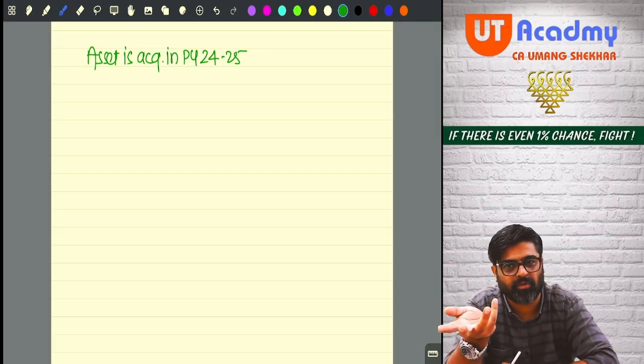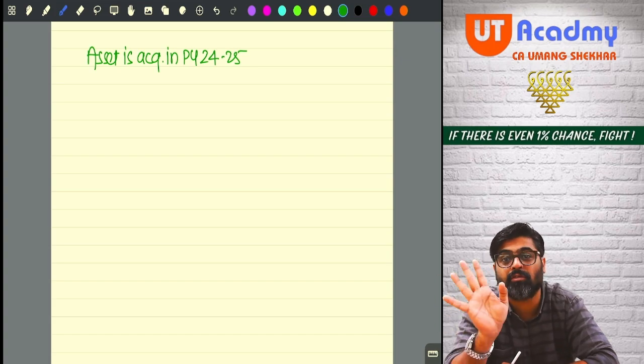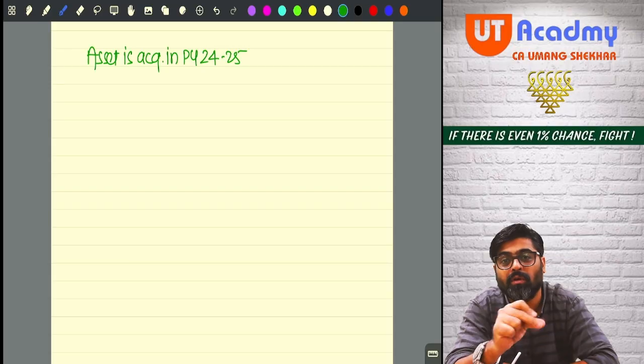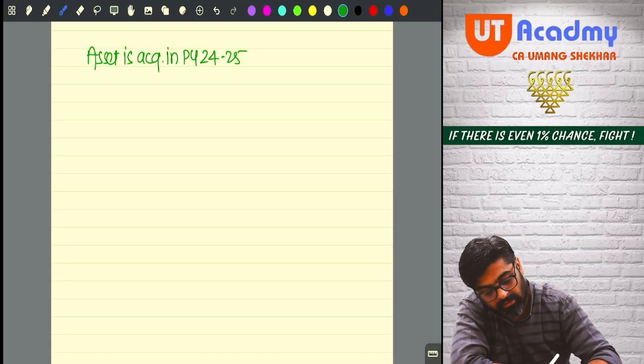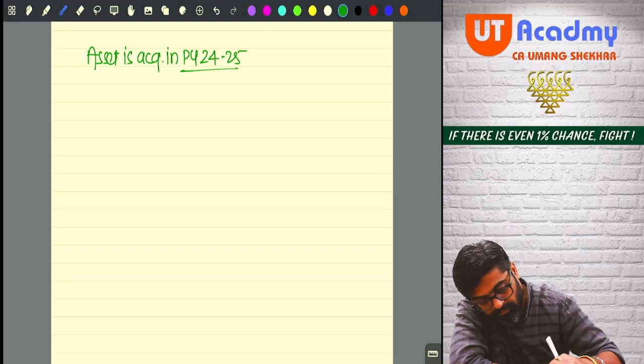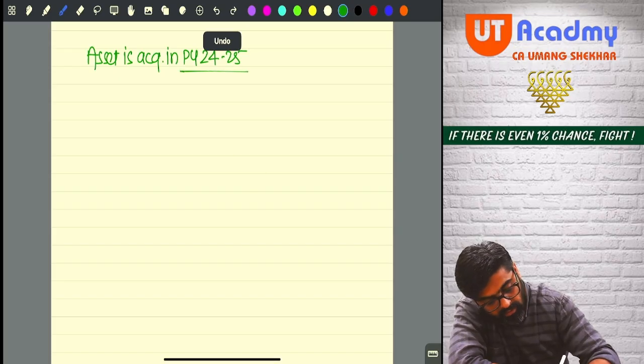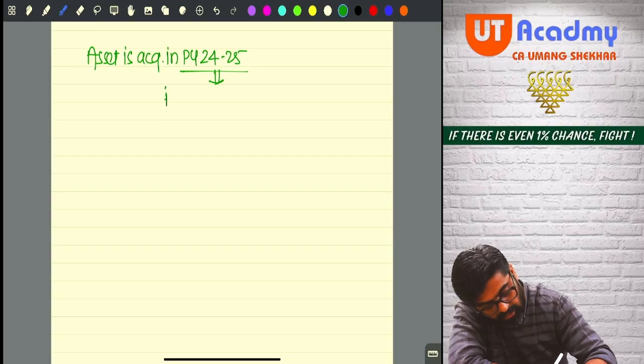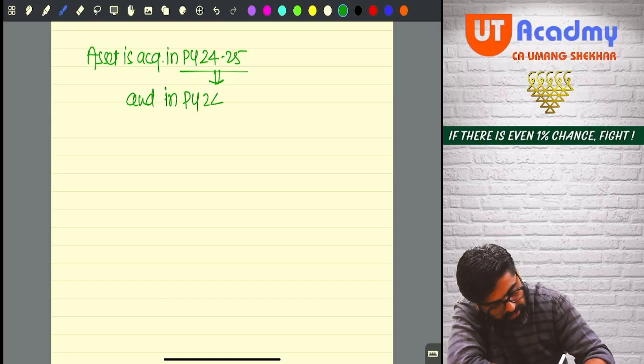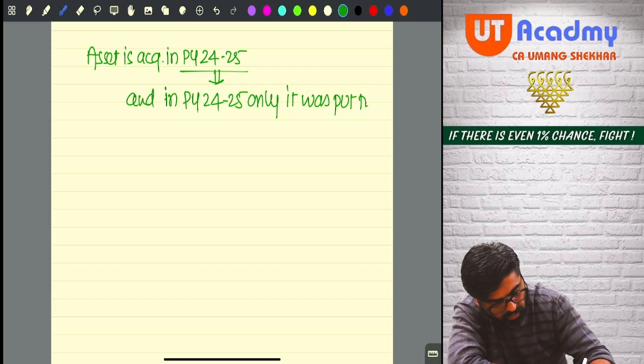Which is a very cumbersome process. I'll give you one shortcut. You will not have to count the days also. By looking at the date only, you will come to know whether it is less than or more than. Getting my point? If the asset is acquired in previous year 24-25, and in previous year 24-25 only it was put to use, what date?